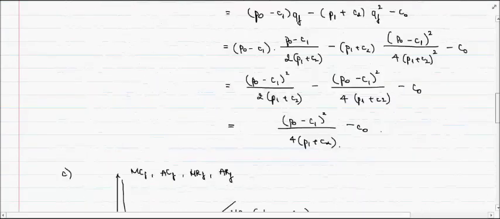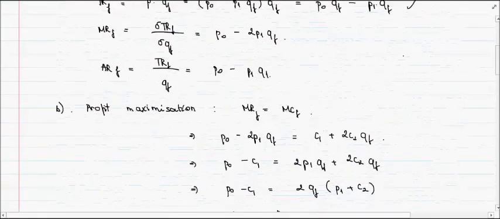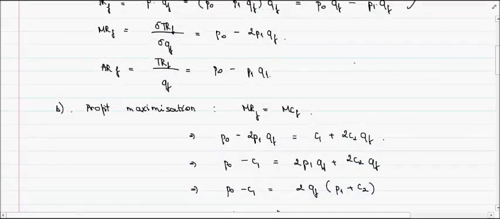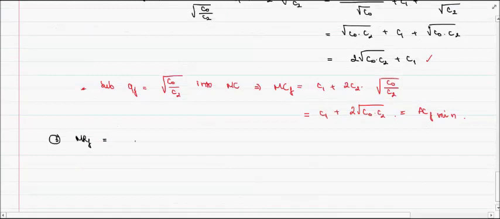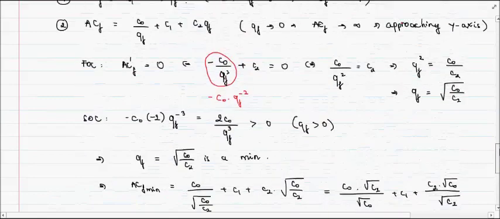Okay, so the marginal revenue we found earlier is P0 minus 2P1 times QF. Again, as you can see, this is just a linear function of QF, so it's going to be a straight line with a vertical intercept of P0 and a slope of negative 2P1. So it's going to be a downward sloping line with a slope of negative 2P1.